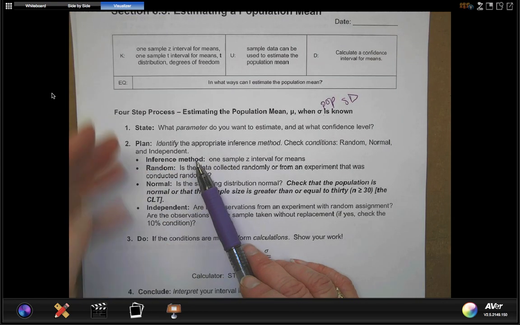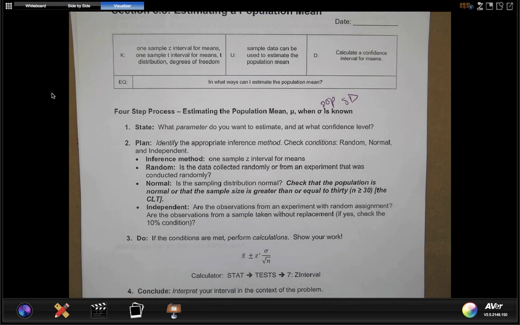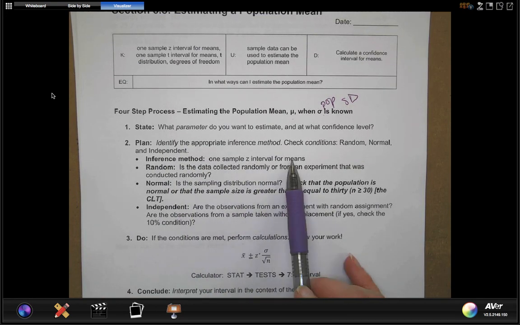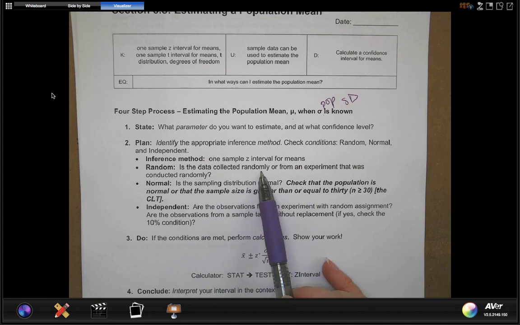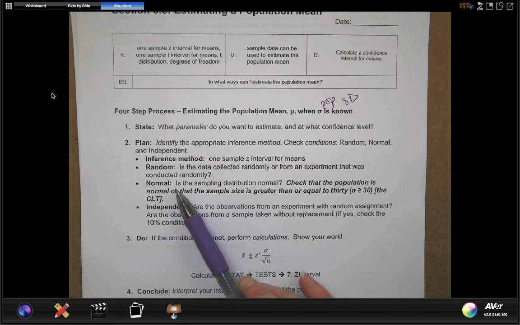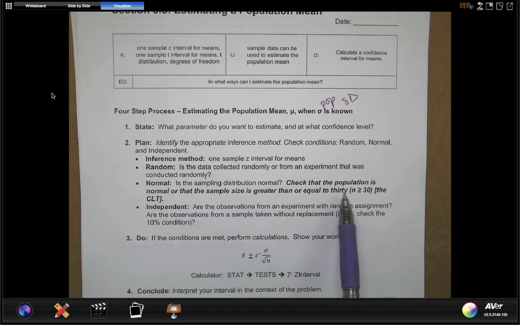So I still have my 4 steps here. My first one is my state, so what am I going to estimate? I have my plan step here, so I'm using a 1 sample z-interval for means. I'm going to check either that I have a random sample or I have an experiment that did random assignment. I'm going to check my normal check, so my population is going to be normal, or my sample size is going to be greater than or equal to 30, which is my central limit theorem.